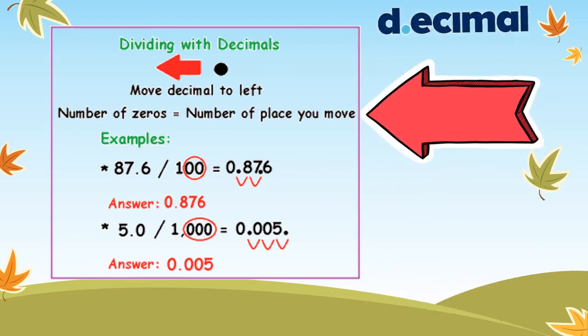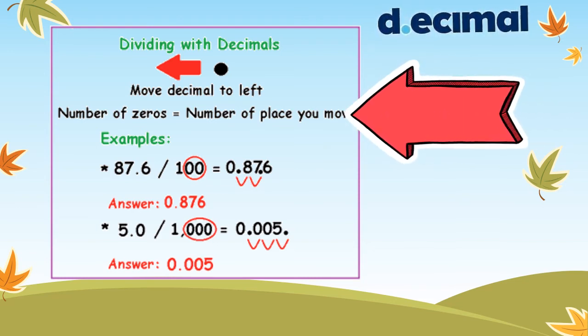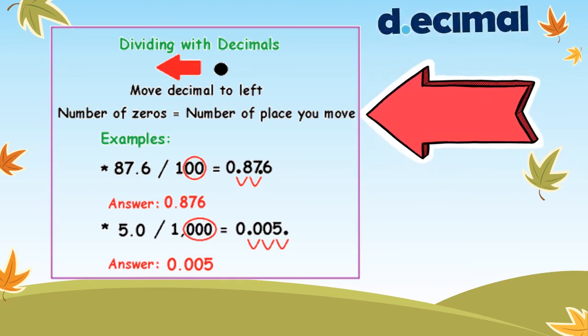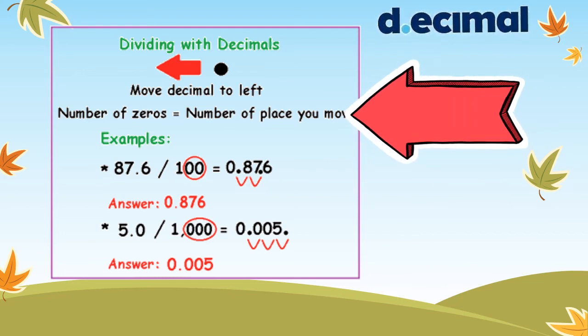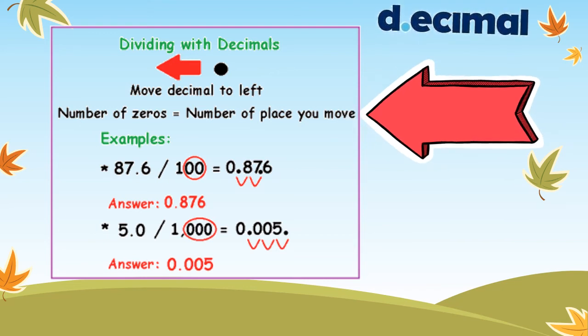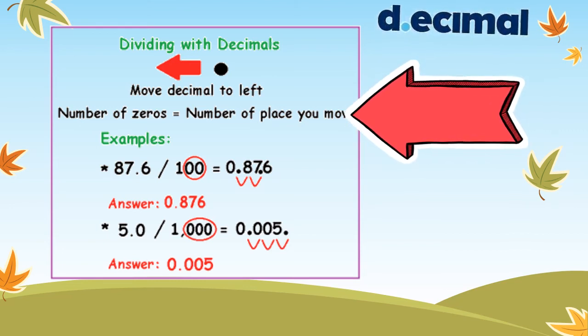Let's have an example. 87 and 6 tenths. I want to divide this number by 100. I will move how many steps? 2 steps. Why? Because I have 2 zeros in the denominator, or in the 100. Excellent. Now, from where to where? From right to left. So move your decimal from right to left. The answer will be 876 thousandths.